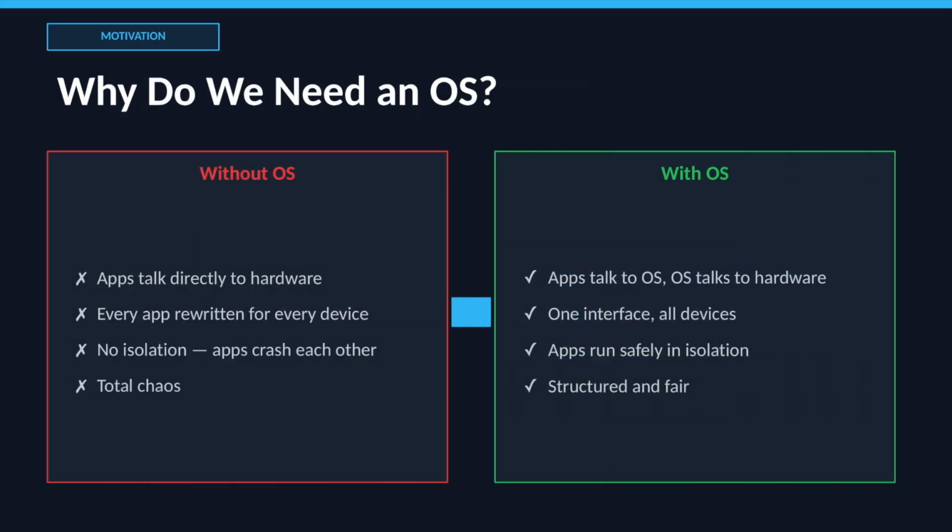Now imagine there is no OS. Every app would have to directly talk to the hardware. Chrome would need to know how your specific RAM chips work. Spotify would need to control the CPU itself. And if two apps try to access the same resource at the same time, total chaos. The OS brings order. It acts as a middleman, structured, fair, and safe. Without it, your computer is just raw hardware with no coordination.